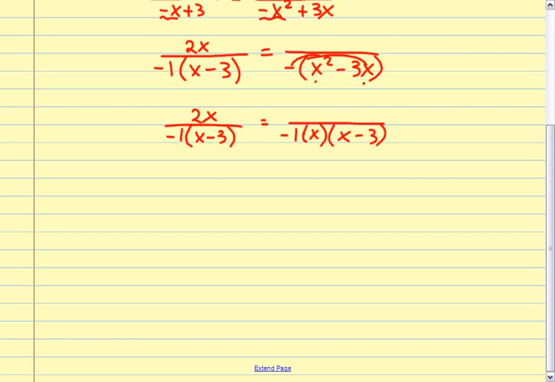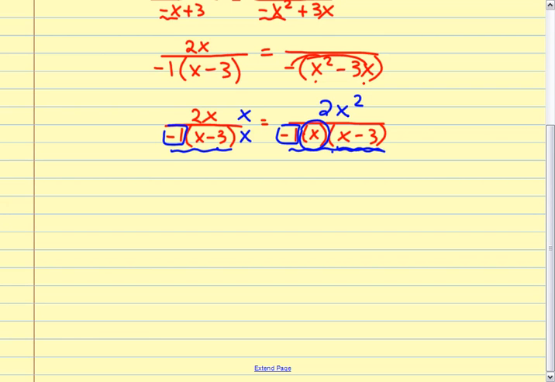Now the question is, what does this denominator have that this denominator doesn't? Well, this one has a negative 1 and this one has a negative 1. This one has an x minus 3 and so does this one. But this one has an x. So to make this denominator the same as this denominator, I have to multiply the bottom by x. But if I multiply the bottom by x, I have to multiply the top by x. So that's going to give me 2x squared.